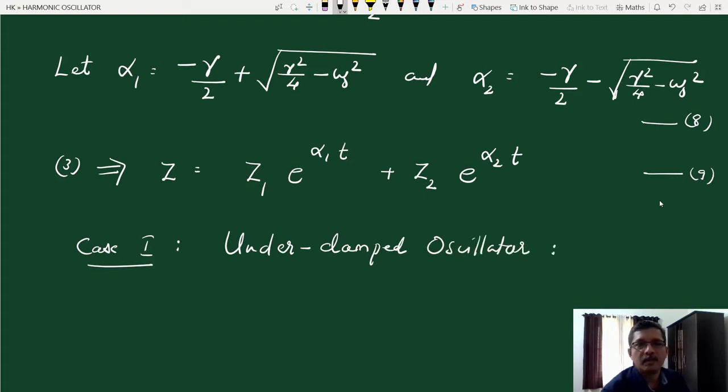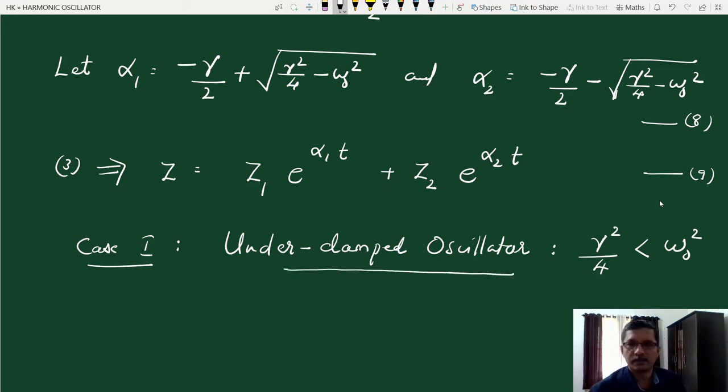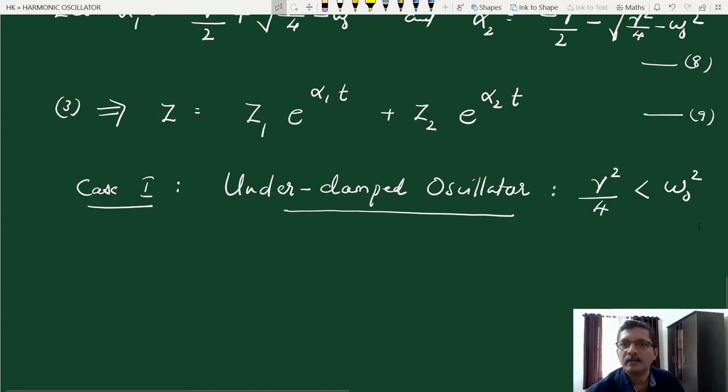Okay, what I mean by underdamped is this term gamma square by 4, this damping term, is less than omega 0 square. So the damping term is less than the natural frequency term. We can write this condition in a different way. If you take the square root on both sides, gamma by 2 is less than omega 0, or we can take the 2 to the right side, that is gamma is less than 2 omega 0.